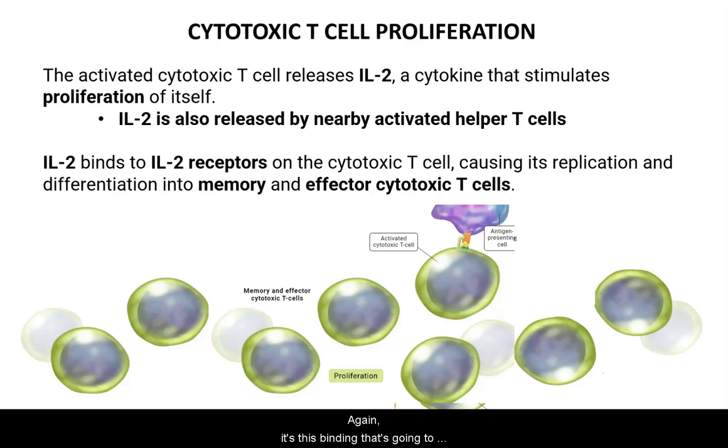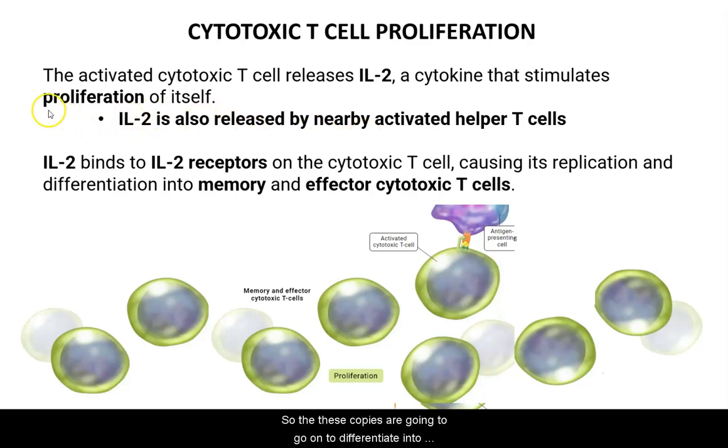Again, it's this binding that's going to activate the T cell. And so the cytotoxic T cell then releases interleukin-2, and that again is going to cause it to make a lot of copies of itself. You'll note that interleukin-2 is also going to be released by nearby helper T cells.